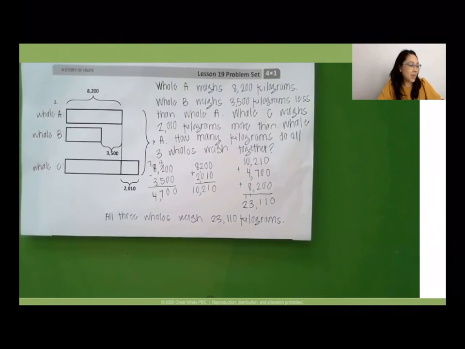My final statement is the following. All three whales weigh 23,110 kilograms. Great. Let's move to the fourth and final problem.